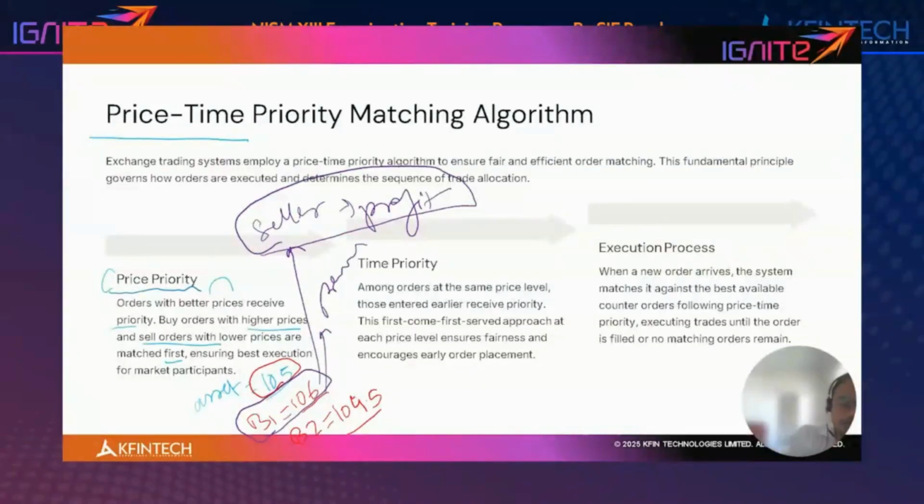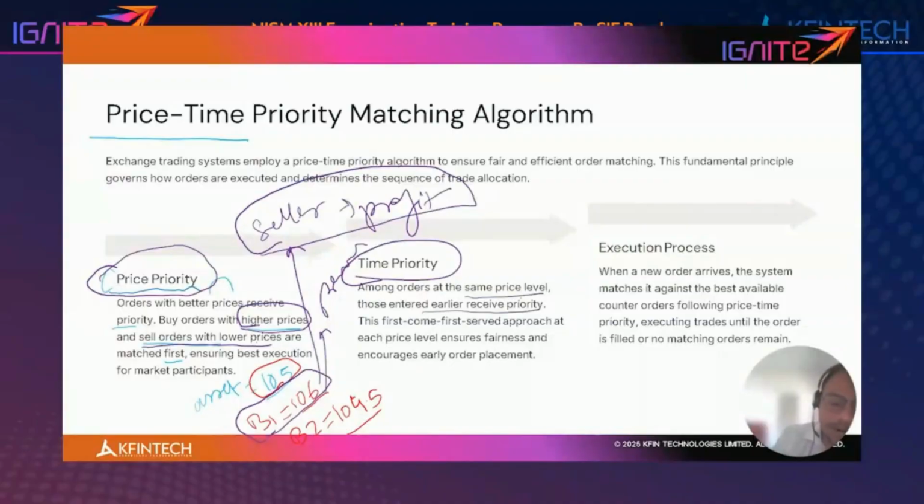So here the same thing is written over here. Buy orders with higher prices will get executed first. And conversely, sell orders with lower price will get executed first. So this is the price priority. Second is a time priority. If orders arrive at the same price level, those entered earlier will receive priority.